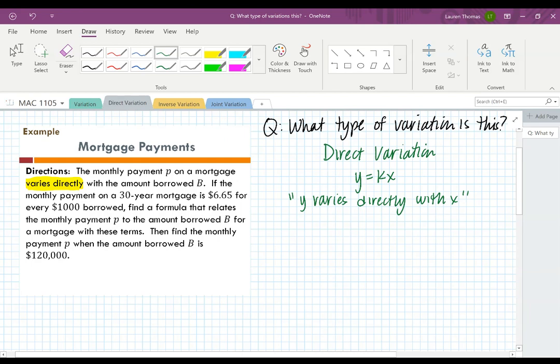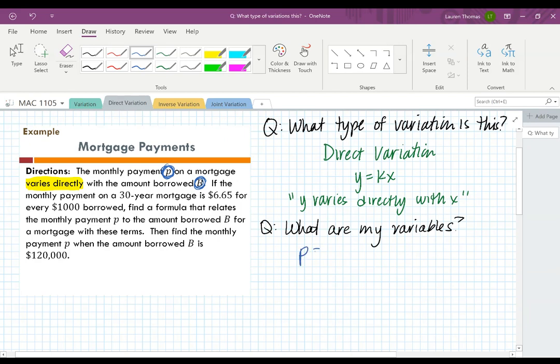All right, so the second question we need to ask ourselves after we've identified the variation is, what are my variables? If you're looking at your problem, your model always says you have y and x, but that may not always be the variables that you have in your particular problem. As we look at ours, we can see here that we have a variable monthly payment, which is P, and we also have the amount borrowed, which is B. So for us, we have two variables that are no longer y and x, but P and B.